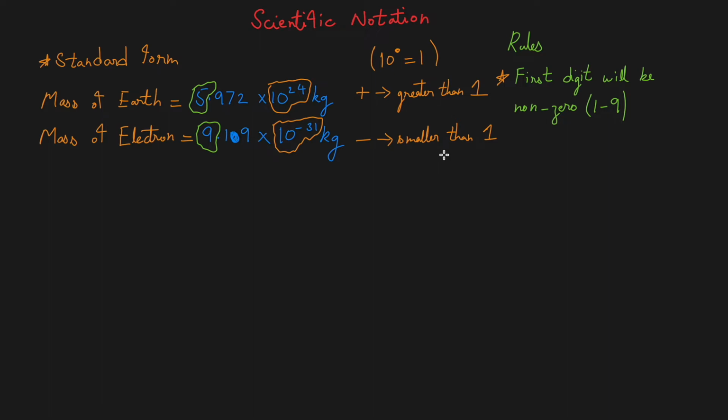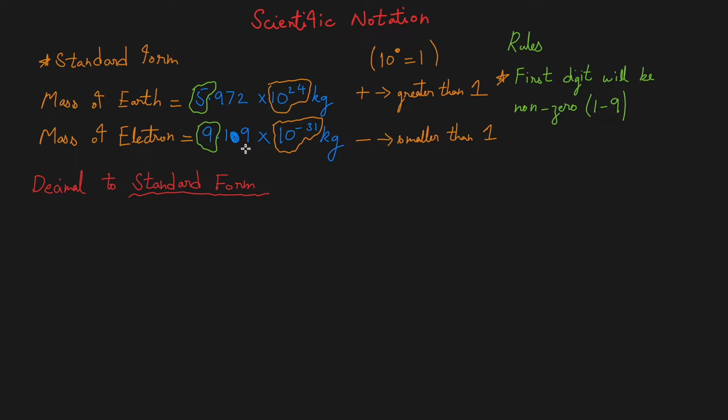Now let's try to take some examples. Let's take some random values and try to convert their decimals into standard form. So first, I think I should write here "decimal." We will try to convert decimal to standard form. Maybe throughout the video I will write "standard form," but you basically know that standard form basically means scientific notation.